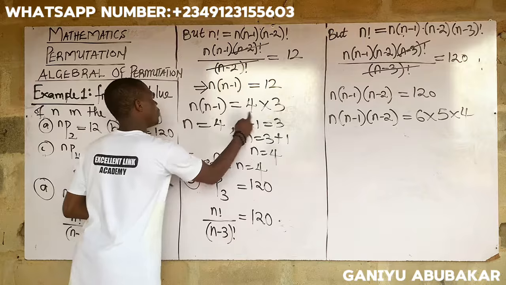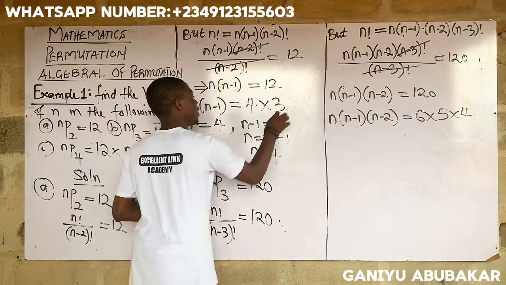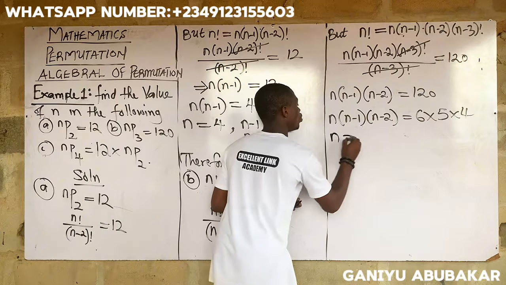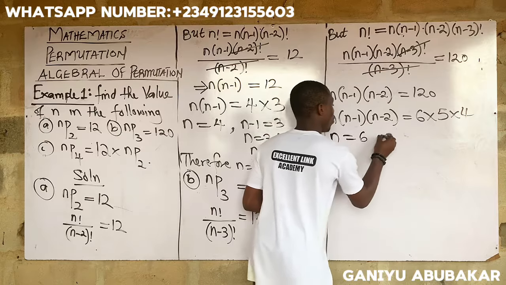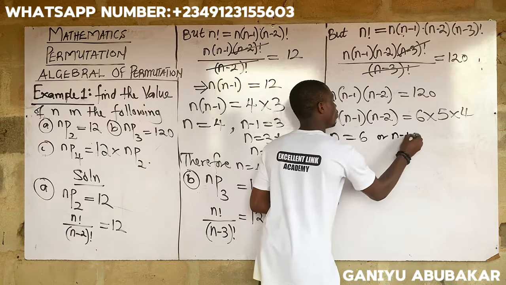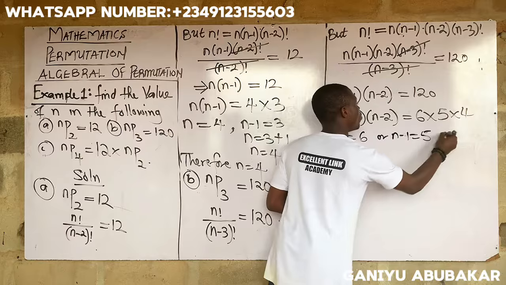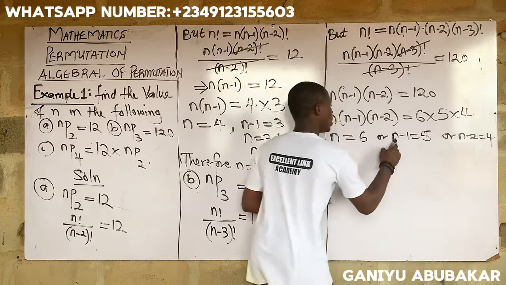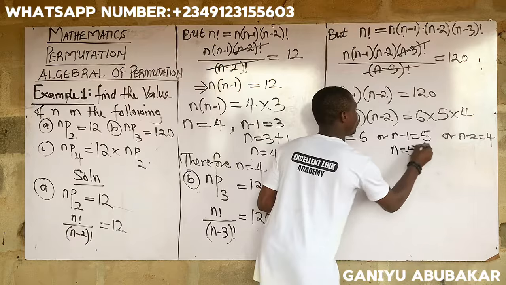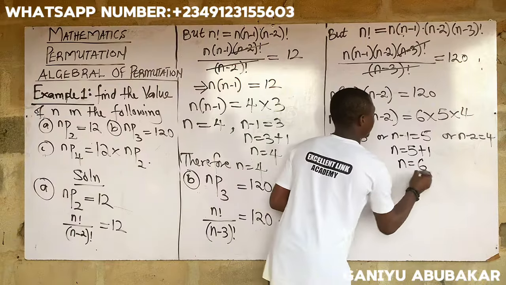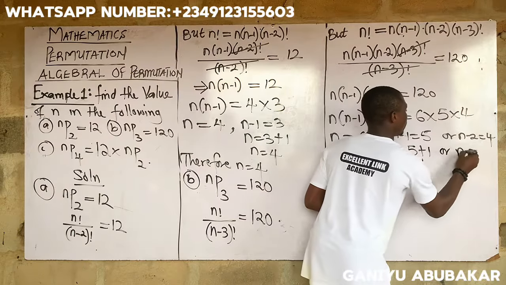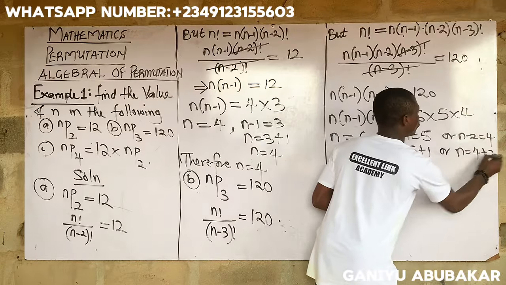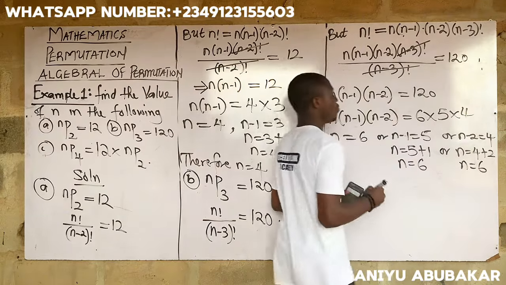This n goes with 4. This one now goes with what? 3. So I have this n goes with what? 6. Or this n minus 1 goes with what? 5. Or this n minus 2 goes with what? 4. This becomes n equal to 5 plus 1, n is 6. Or n is equal to 4 plus 2, n is still 6.